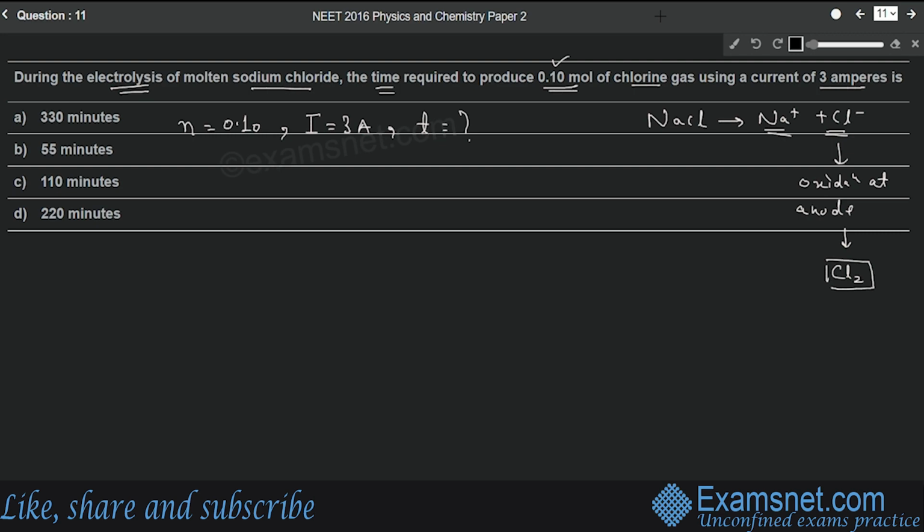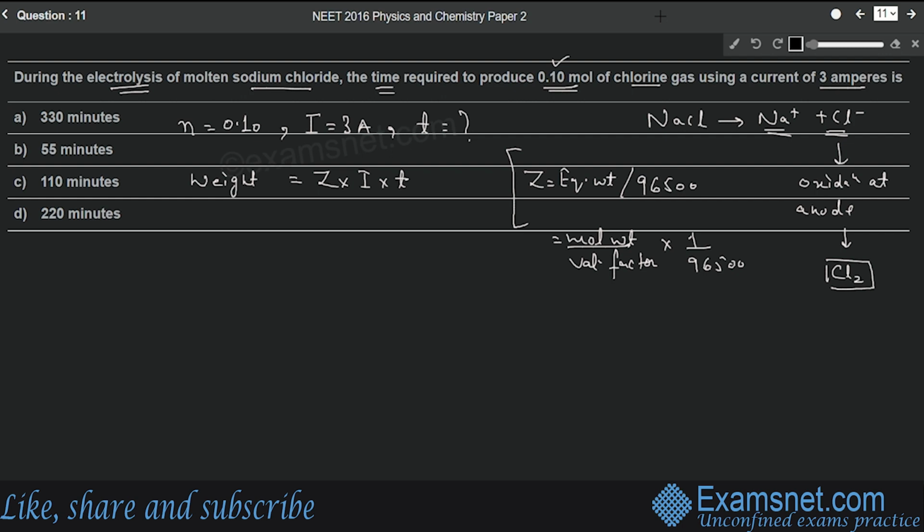So for that, we'll use Faraday's first law of electrolysis, using which we can write that weight of the element deposited will be equal to Z into current I into time t. Okay, and we know that Z is equal to equivalent weight upon the Faraday's constant, that is 96500. Okay, and equivalent weight is equal to molecular weight upon valency factor. Okay, divided by 96500. So this will be the value of Z.